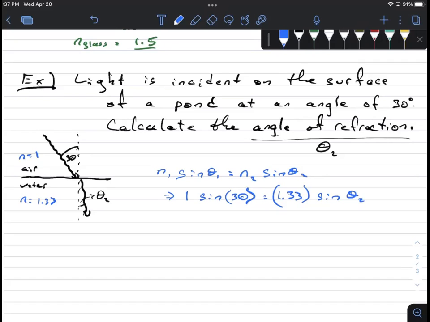That's the setup. Any questions on the setup of this equation before I solve it? All right, well, let's do the algebra. I want to solve for theta 2, so I leave that thing alone and I bring the 1.33 over to the other side. So now I have sine of theta 2 equals 1 over 1.33 sine of 30. So how do I solve this though? Notice this isn't theta 2, this is sine of theta 2. I don't want sine of theta 2, what I want is theta 2 itself.